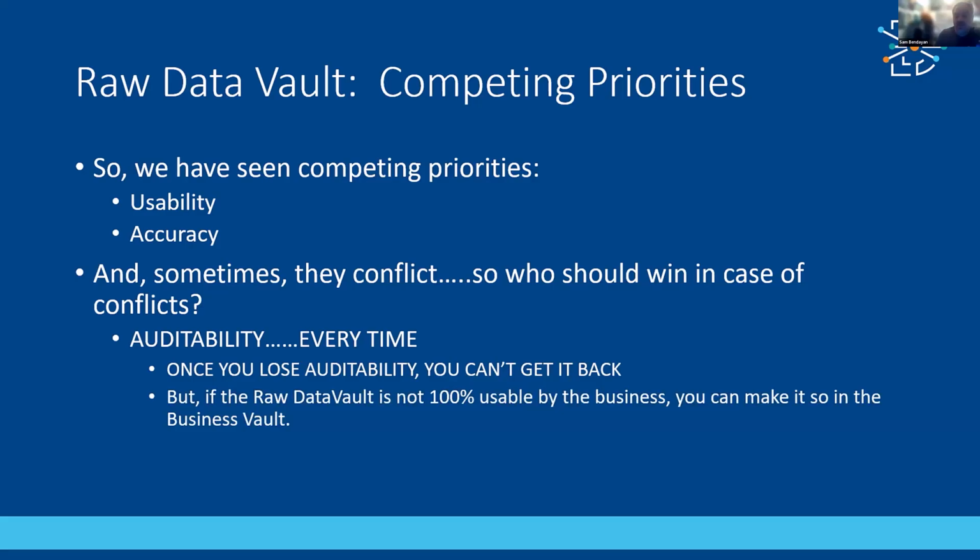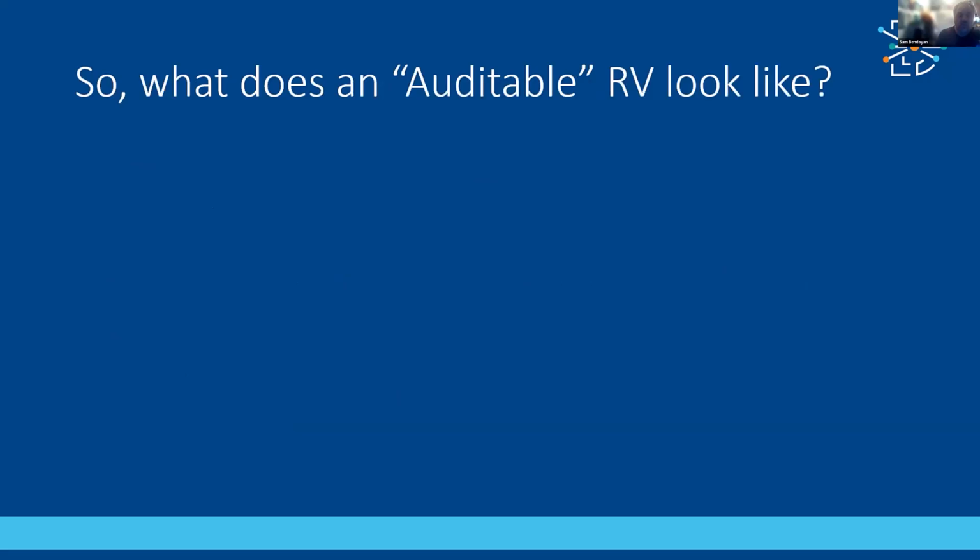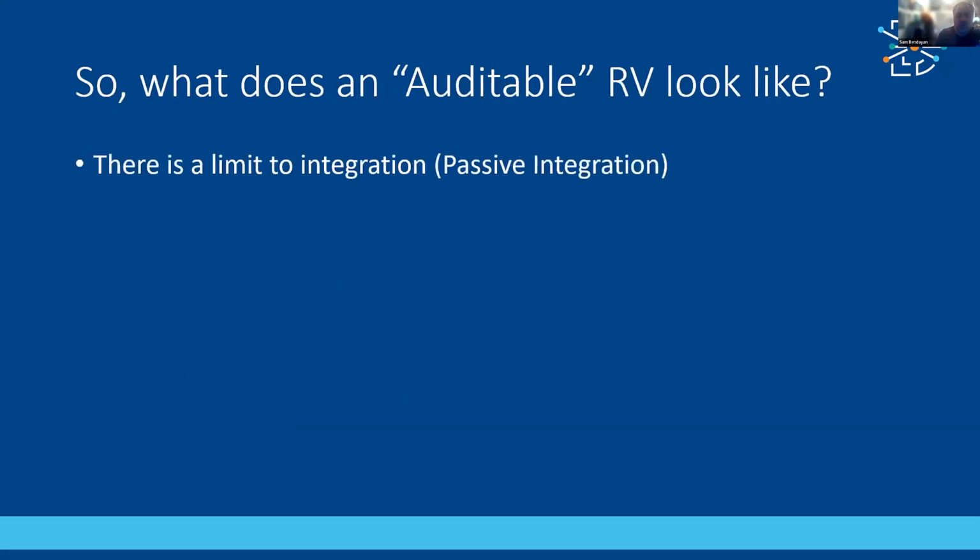However, if you design your raw vault and it's nice and auditable, but it's not 100% usable by the users, it's okay. You still have the business vault. So this is why auditability is more important, because you still have the business vault to fall back on to make data usable, but you don't have that for auditability. So we're going to talk about a couple of cases where you see this conflict and how it gets solved. Now let's talk about some of these auditability principles in the raw vault.